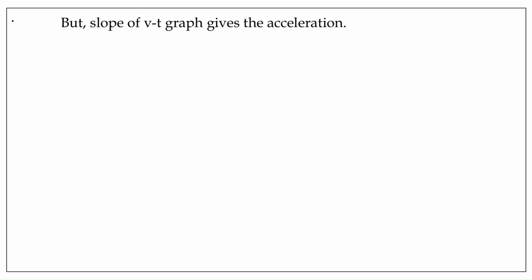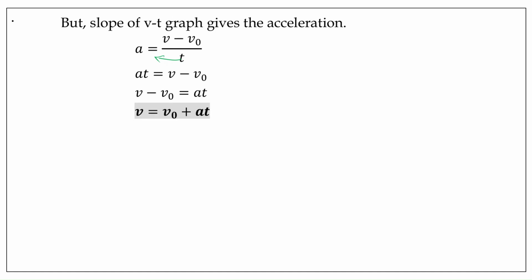But the slope of the vt graph gives the acceleration. The above equation is written as a is equal to v minus v0 by t. Take t to the left, we get at is equal to v minus v0. Also move v0 here, we get v is equal to v0 plus at.